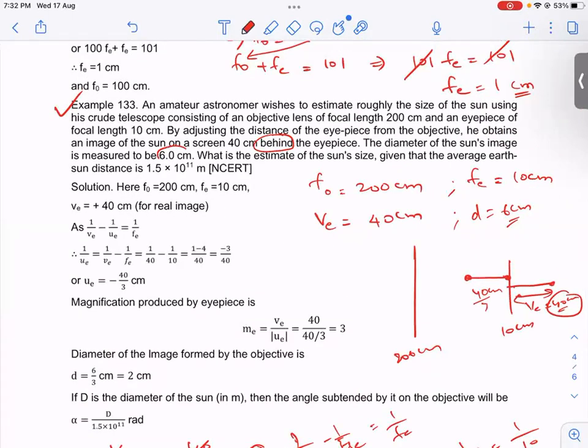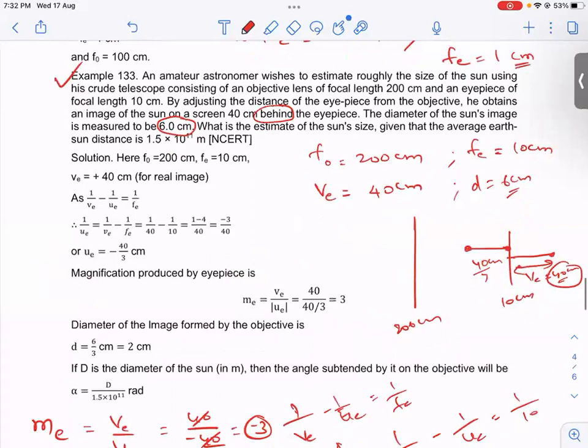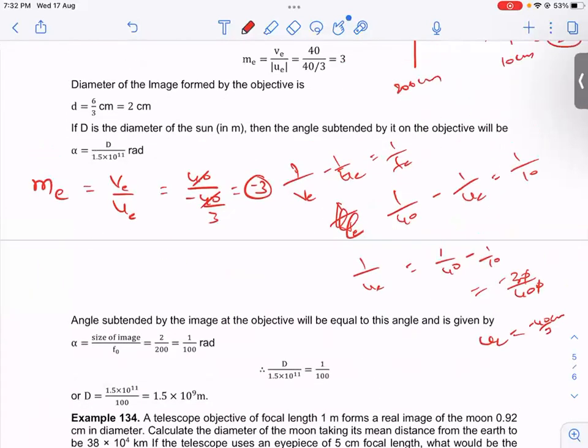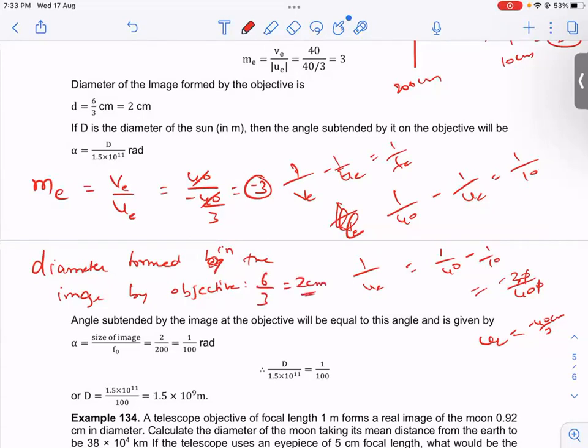Okay, so he measured the diameter of the sun to be 6 centimeter, right? Actually, what is the diameter formed in the image by the objective? So it is only 1/3 of the magnification. It will be 6 by 3, which is 2 centimeter. So it is 2 centimeter. Okay.